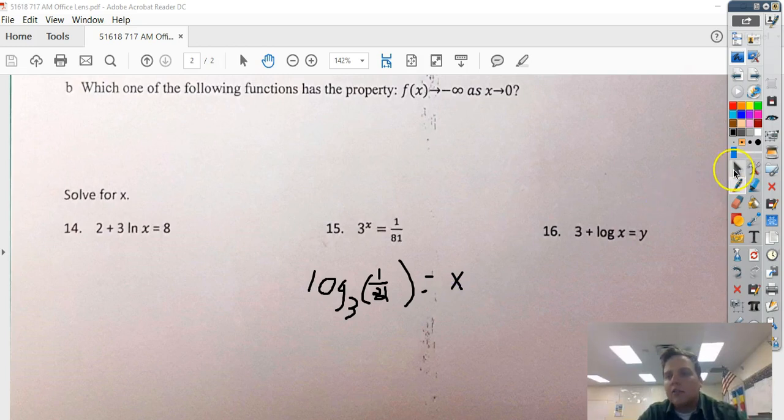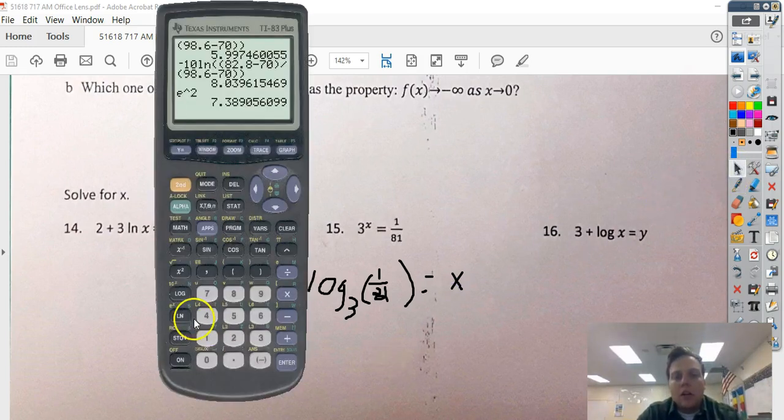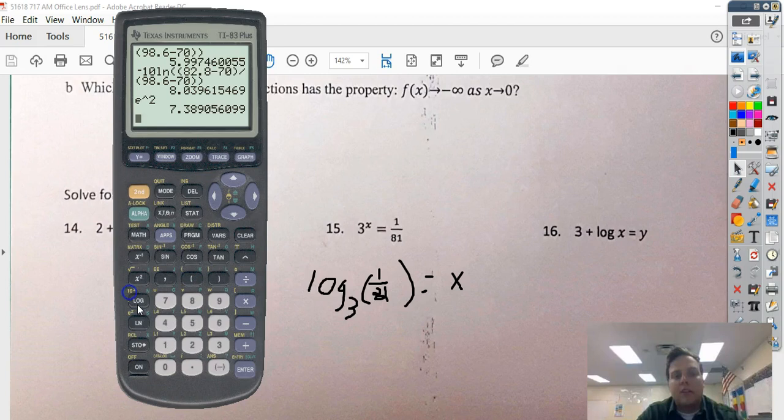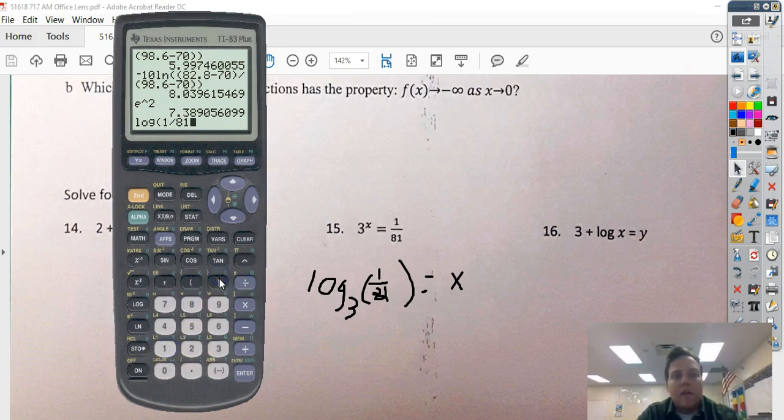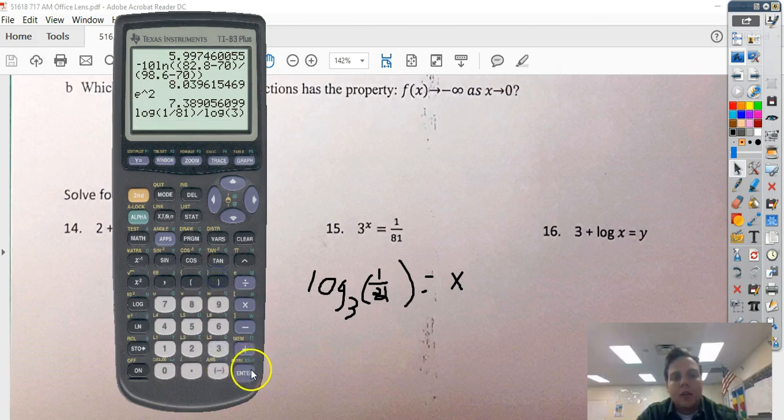So now I can just type this in my calculator. Remember, you can use your log base ability in your calculator. You hit math, you scroll up till you see log base. I do not have that ability, so I have to do it through what's called a change of base formula. Press enter, and I get -4. So x equals -4.